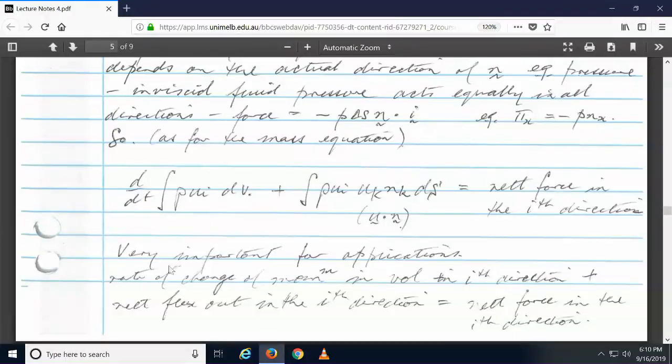So, and we're going to say that in words. You must know it in words. The rate of change of momentum in the volume in the ith direction, plus the net flux of momentum in the ith direction out, is equal to the net force acting in the ith direction. And you would be amazed how many real problems are solved by writing that down.